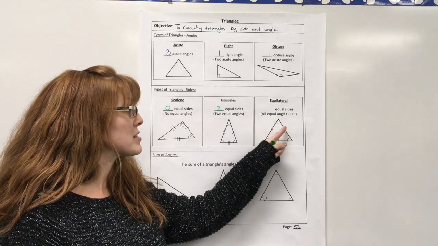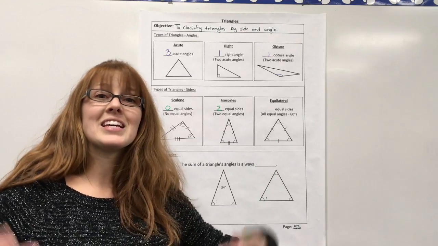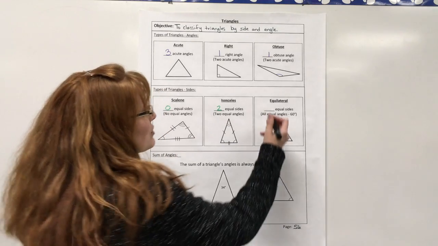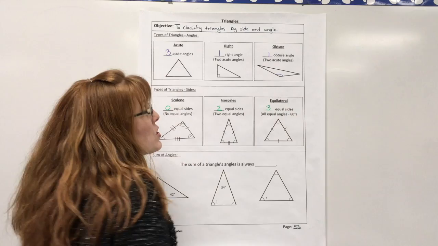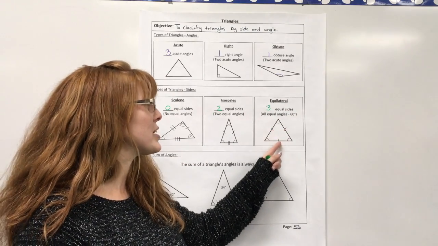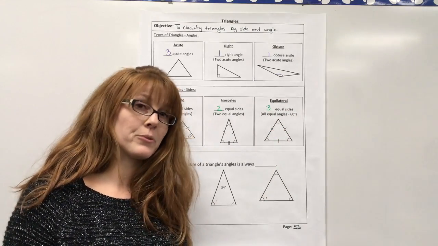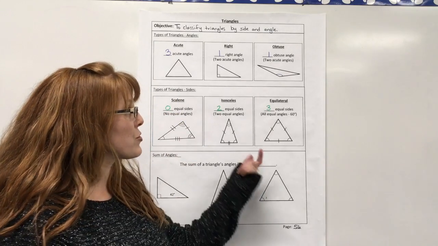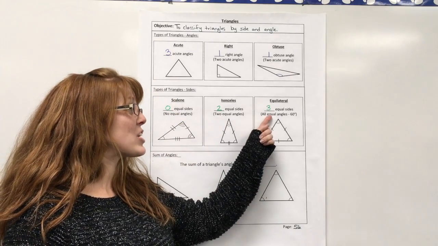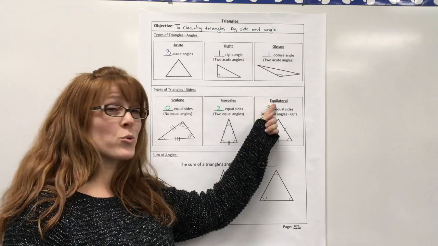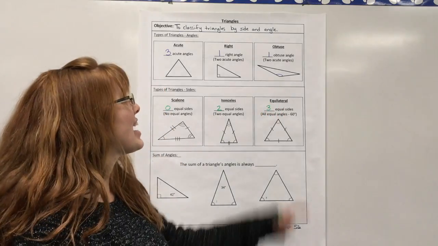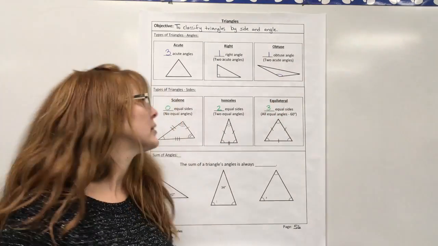And notice the marking is the same on all three sides because all three sides are equal. So it has 3 equal sides, which means if all the sides are equal, all the angles are equal. And also you can remember this because equal sounds a lot like equilateral, okay? And lateral really means side.